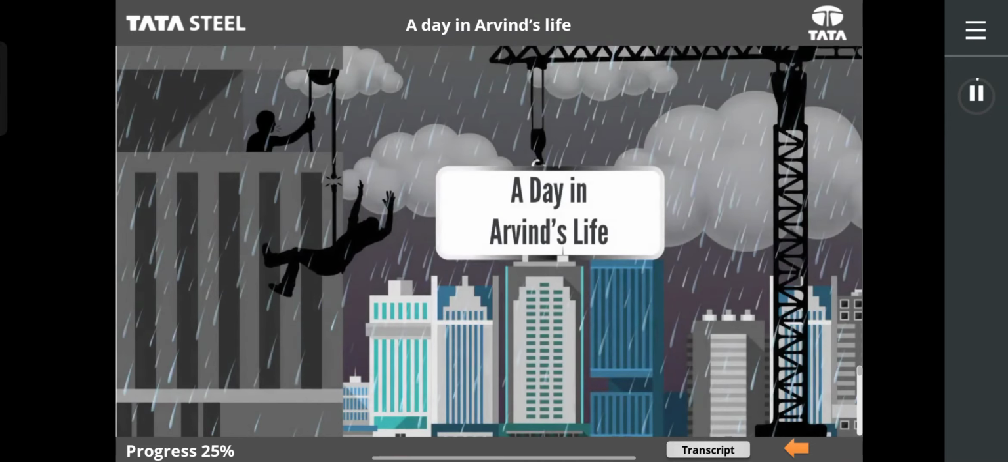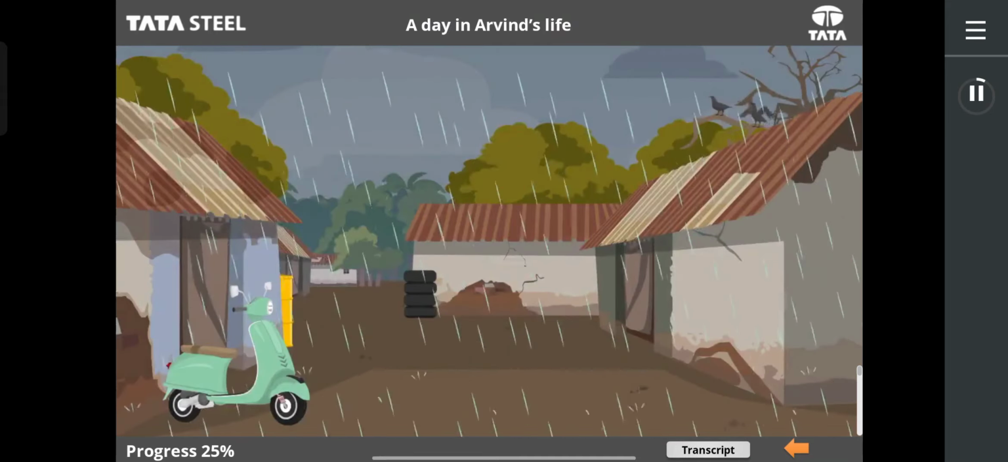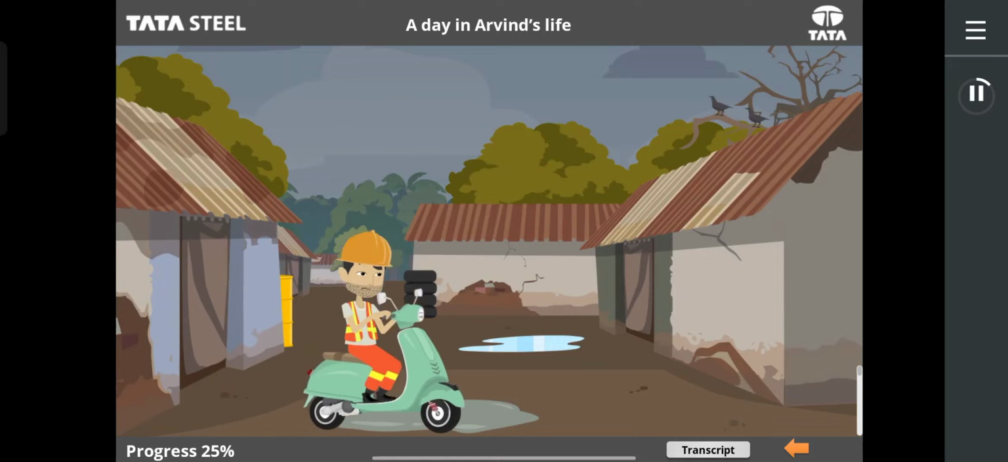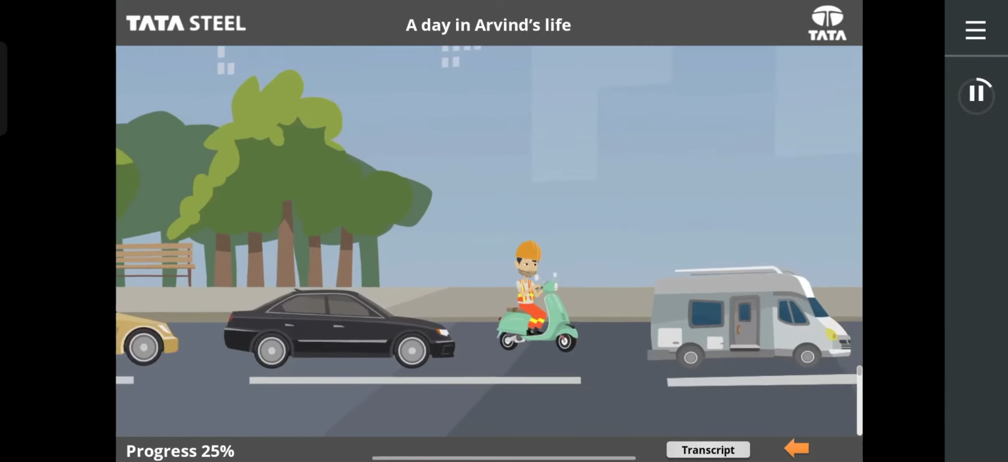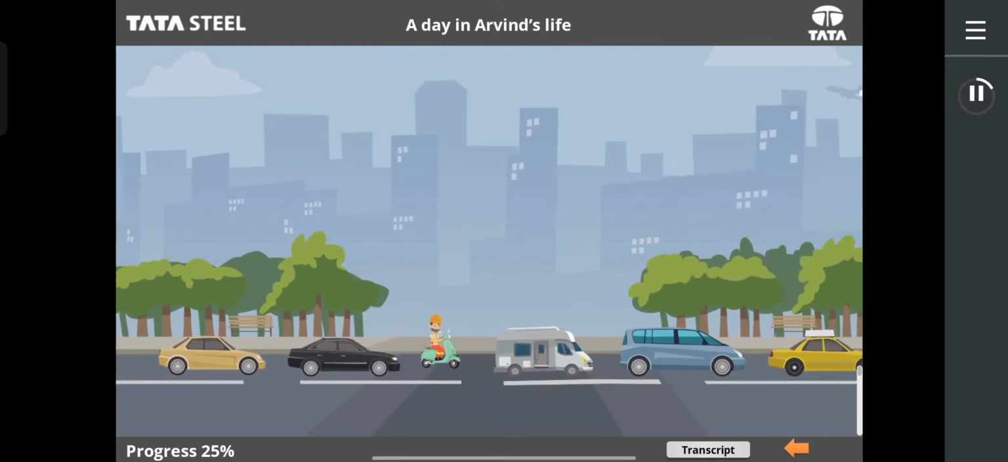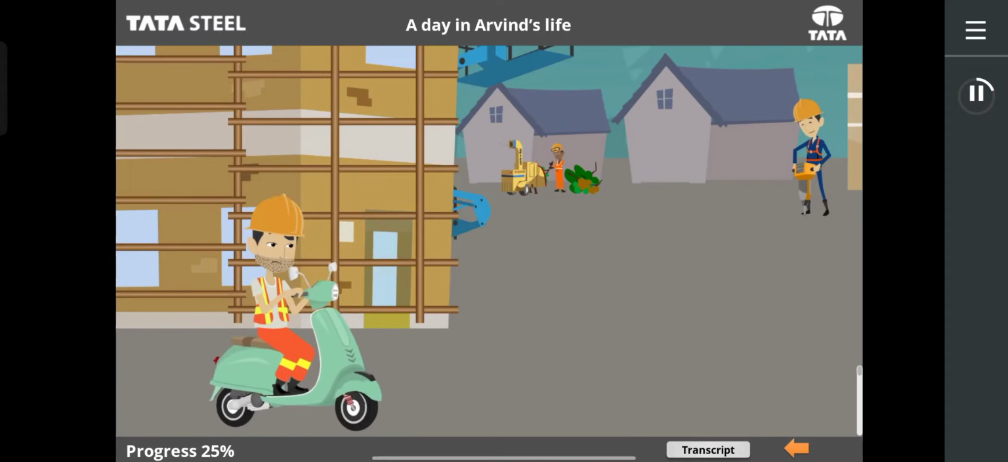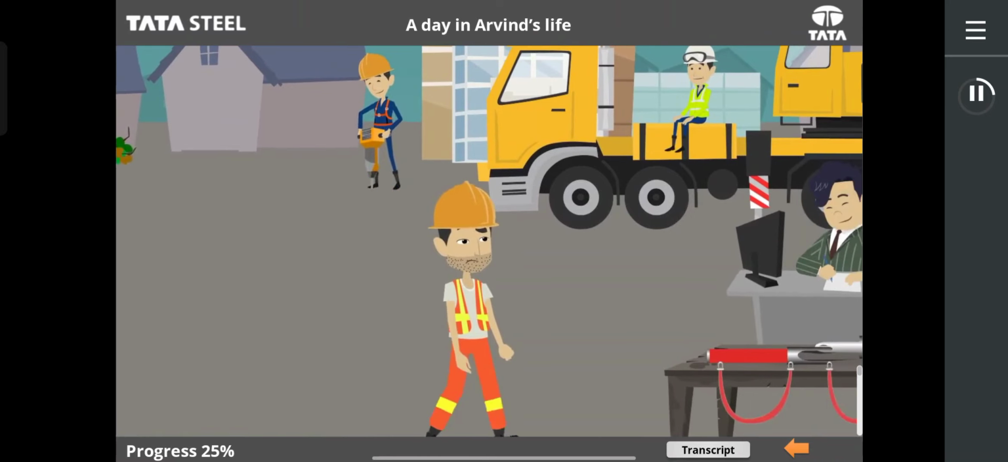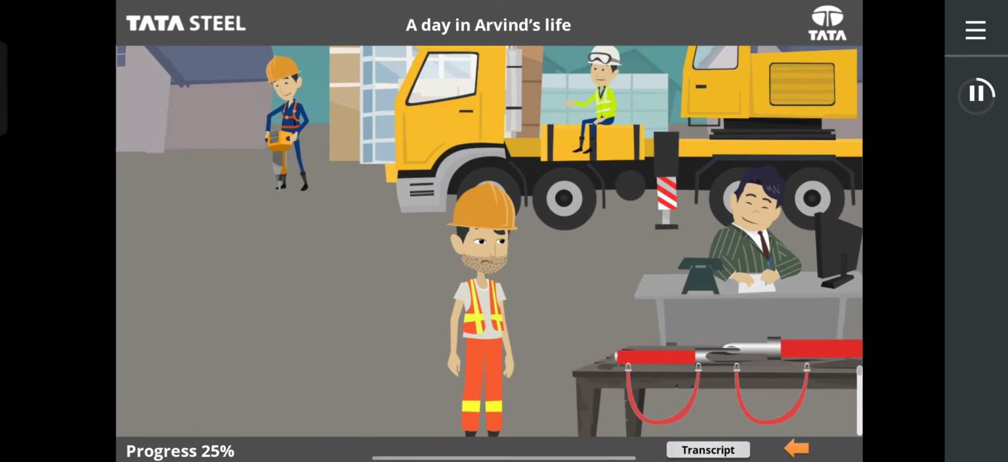A day in Irwin's life. It had been raining since last night. Irwin started from home on time but got stuck in traffic. He was late for work. He began to climb the bamboo scaffold in a hurry to reach his allocated work area and start his day.